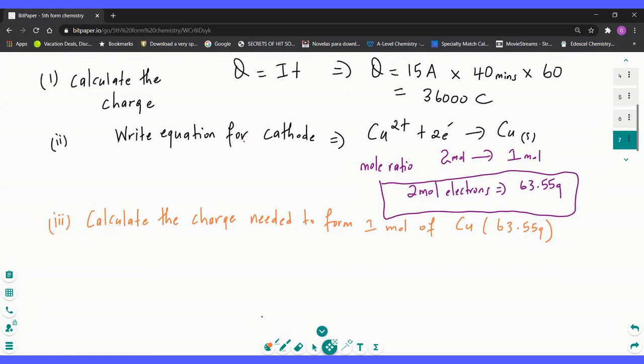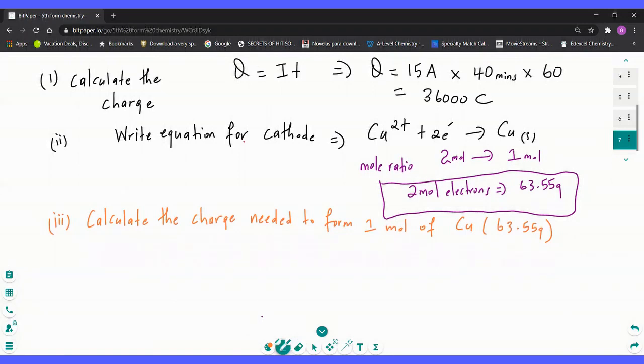Let us see that now. So we know already that 2 moles of electrons would be required. Now let me make it easy. Let me break it down for you.